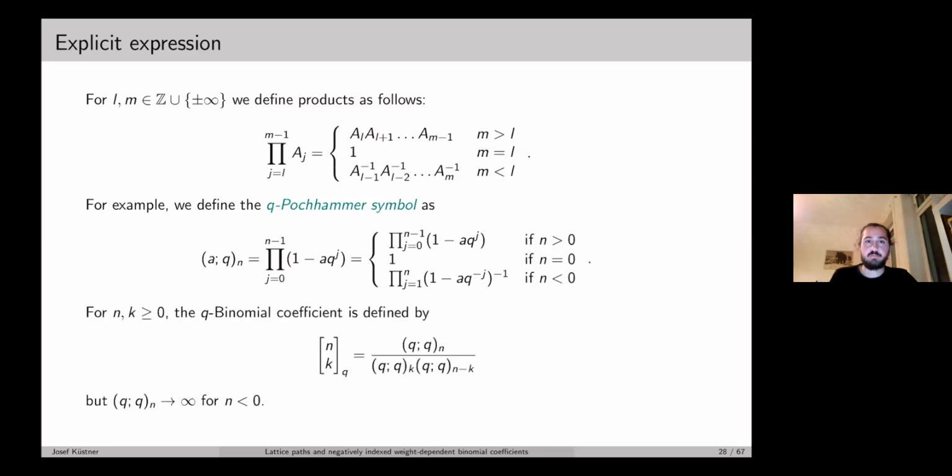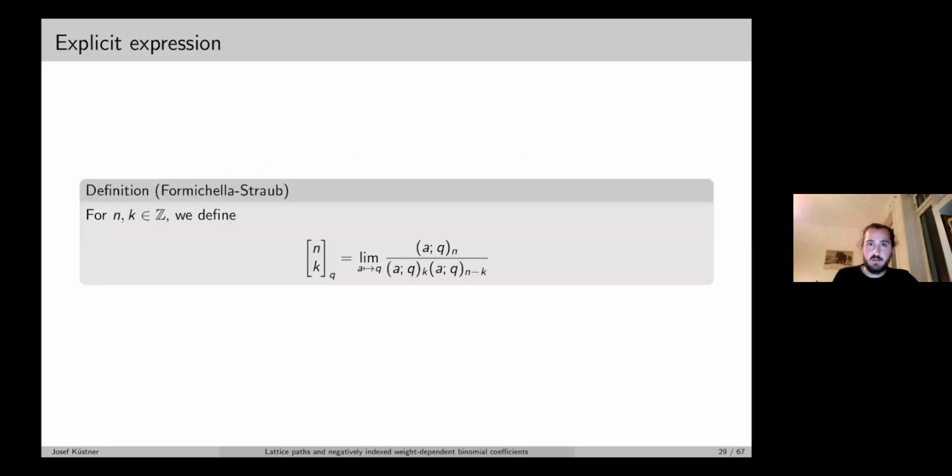And then we can look at the q-binomial coefficients. So if n and k are bigger or equal to 0, then they are just defined with Pochhammer symbols. But there's a problem if n is smaller than 0, for example. So I've written it down here. Because the q-Pochhammer symbol of q^n goes to infinity. So we have a little problem here, but we can fix this again with a limit. So we take the q-Pochhammer of aq, n, aqk, and aqn minus k, and take the limit of a to q, and then it works fine for all integers n and k.